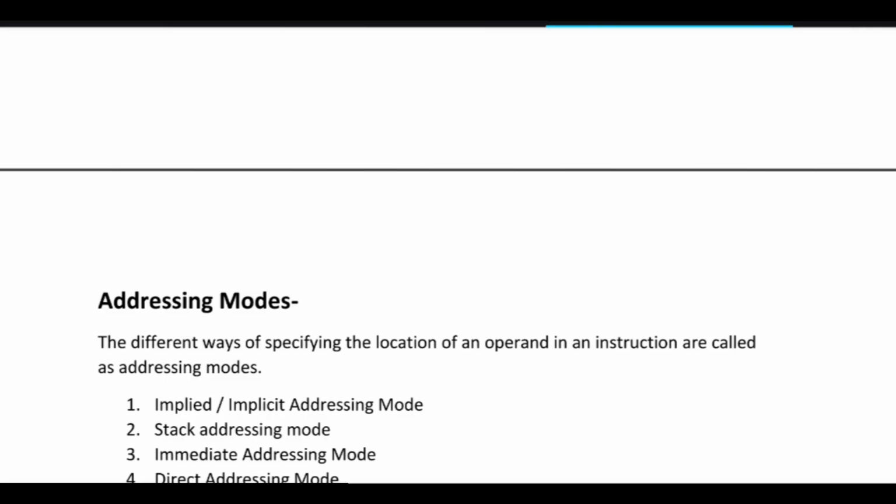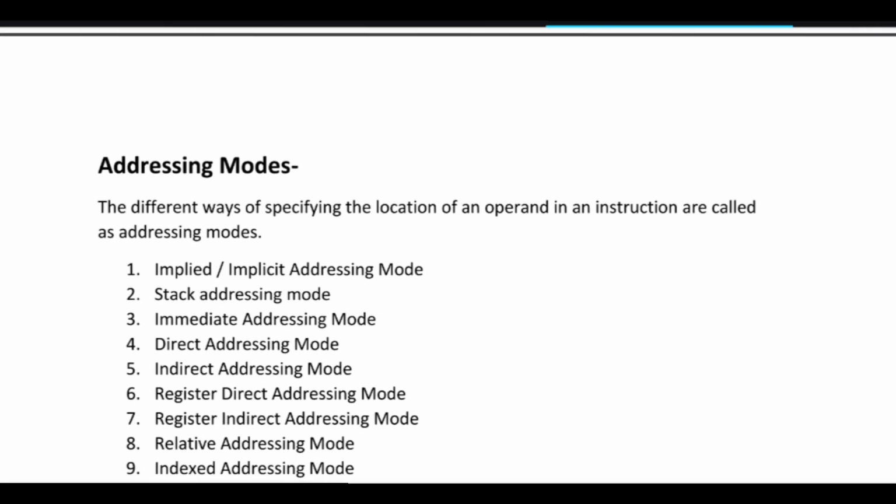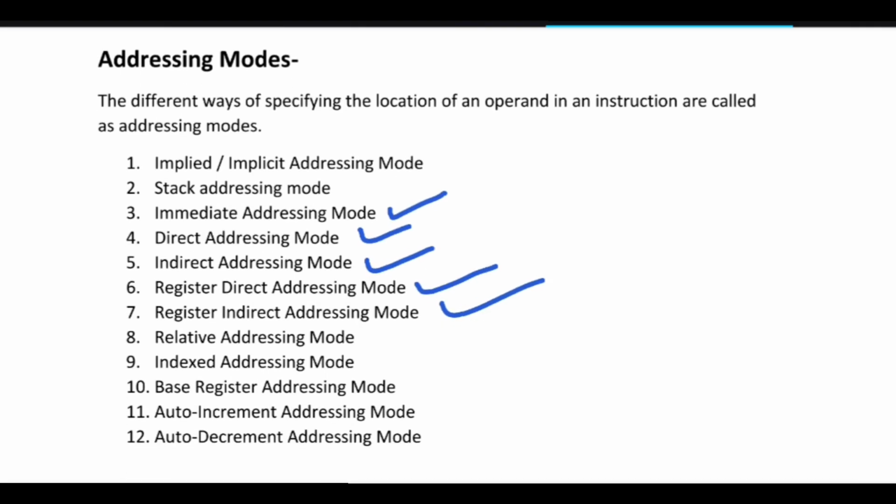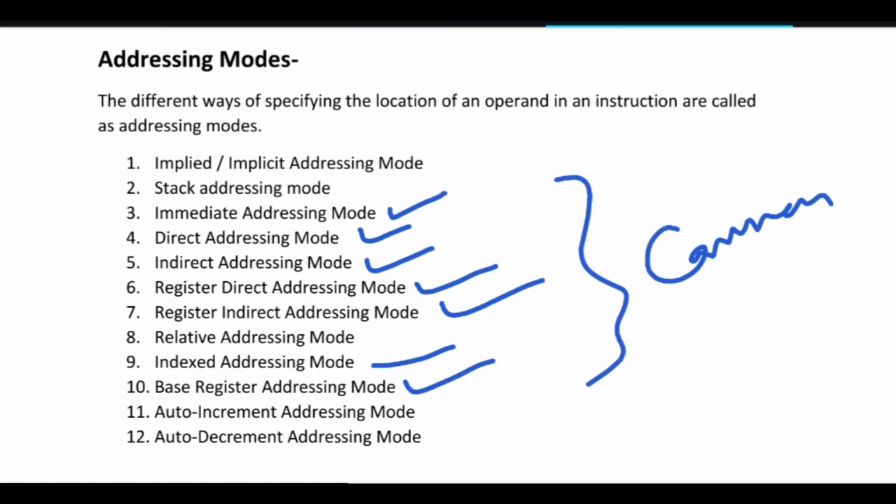Mainly there are many types of addressing modes. We mainly use immediate addressing mode, then direct addressing mode. These are some popular addressing modes: indirect addressing mode, then register direct addressing mode, then register indirect addressing mode, then indexed addressing mode, and base register addressing mode. These six are the most popular common addressing modes.